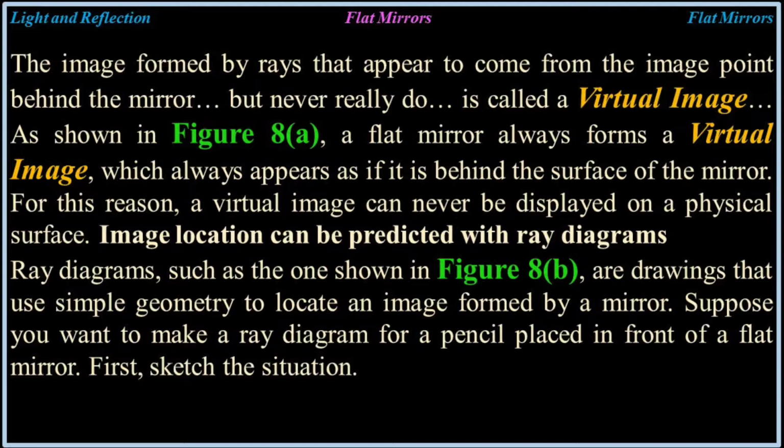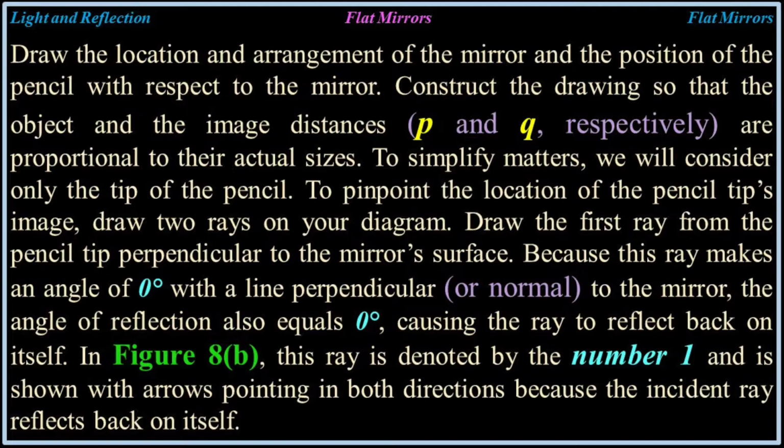Ray diagrams, such as the one shown in figure 8b, are drawings that use simple geometry to locate an image formed by a mirror. Suppose you want to make a ray diagram for a pencil placed in front of a flat mirror. First, sketch the situation. We will be doing many of these diagrams in the next 2 chapters. Draw the location and arrangement of the mirror and the position of the pencil with respect to the mirror. Construct the drawing so that the object and the image distances P and Q respectively are proportional to their actual sizes. To simplify matters, we will consider only the tip of the pencil.